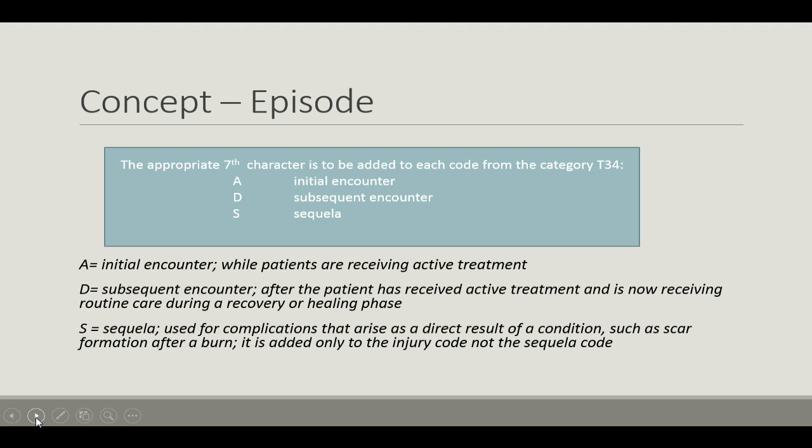S is for sequelae, used for complications that arise as a direct result of a condition, such as scar formation after a burn. It is added only to the injury code, not the sequelae code, and the 7th character S identifies the injury responsible for the sequelae. You will find the 7th characters for episodes with injuries and poisoning codes in ICD-10. This should be an easy documentation that you're probably already doing but never had a way of indicating in ICD-9.